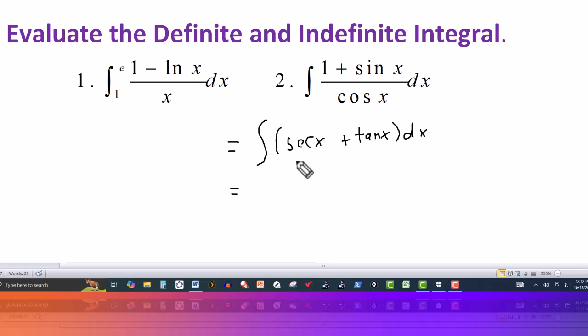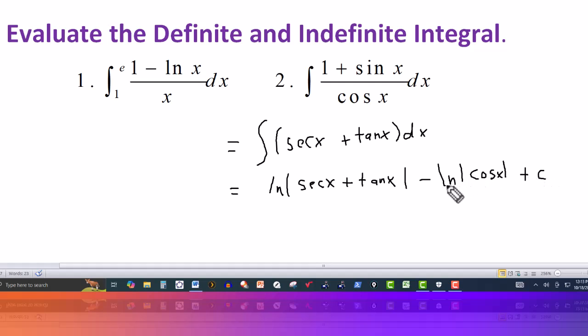So for the secant of x, that's going to be the natural log of absolute secant of x plus tangent of x. These are absolute values here. And again, the formula for the integral of tangent of x is minus natural log of absolute cosine of x. And then you have a constant of integration.